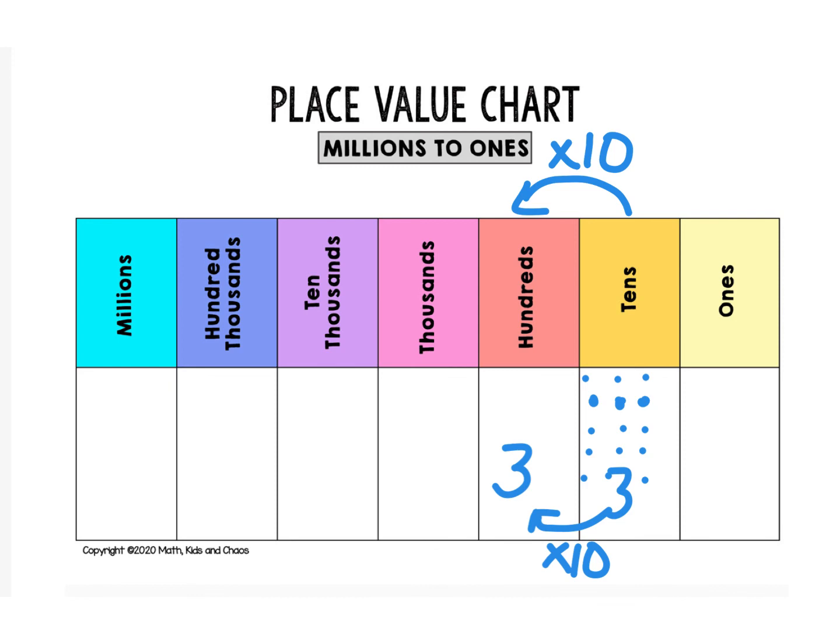So if I started in the hundreds, I could do it 10 times bigger to get to thousands, 10 times bigger to get to 10,000s. So they're really showing you trends in place value, and we'll spend lots of time on this.